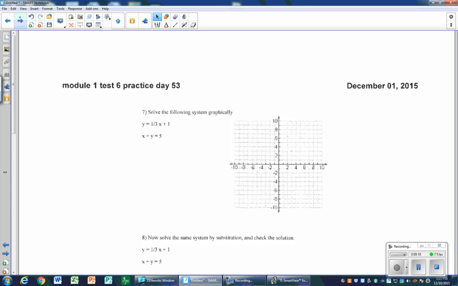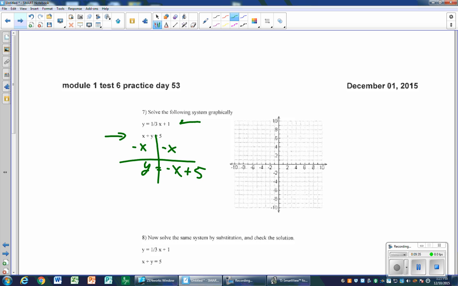Next page. Solve the following system graphically. Now I'm forcing you here to solve for y. We need to have just y on the left-hand side. So you subtract x, we get y equals -x plus 5. That one already has y by itself. So let's graph that one first.